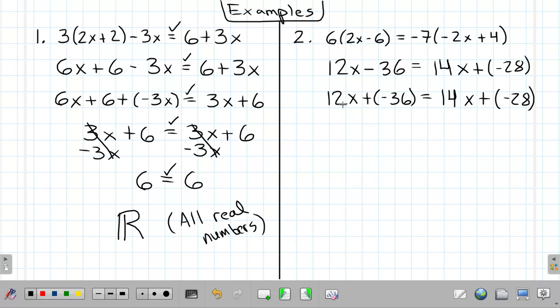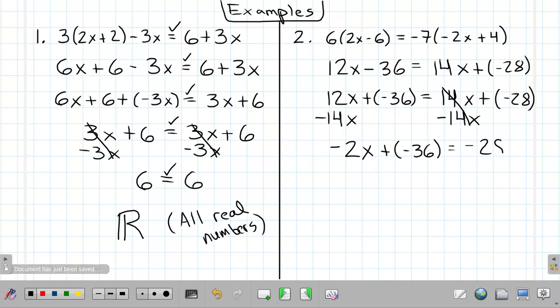Okay, so then we just go through the same steps that we did in the last section. We've got a 12x on this side, a 14x on this side. Just by habit, I'm going to take away the 14x on this side to get rid of it. But if I do it to that side, I've got to do it to this side. So 12x minus 14x gives me negative 2x, plus negative 36 is equal to negative 28. I'm going to take one last step of rewriting that as minus 36 again, just to make it a little easier on me in solving my equation so I have less negatives to deal with. Now we just do the two-step equation.